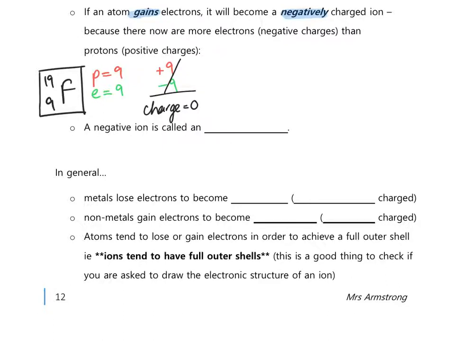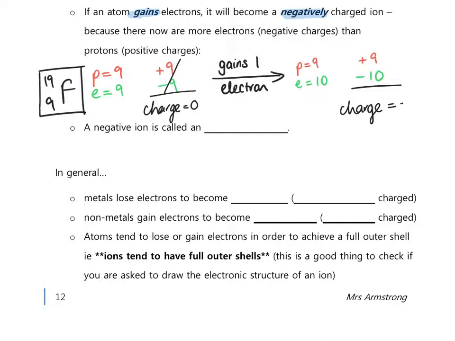But when fluorine reacts, or when it forms an ion, it gains 1 electron. If it gains 1 electron, the number of protons doesn't change, so it's still 9 protons. But now we're going to have 10 electrons. So let's think of our charges now. It's going to be plus 9 from the protons, but minus 10 from the electrons because I now have 10 of them. 9 minus 10 gives us a charge overall of minus 1. So you can see how I've gained an electron, but my charge has become minus 1.